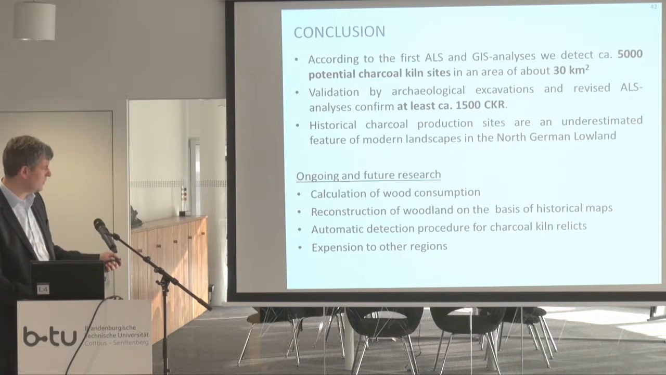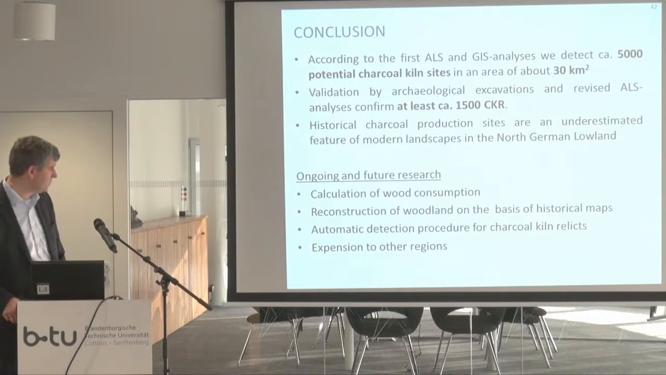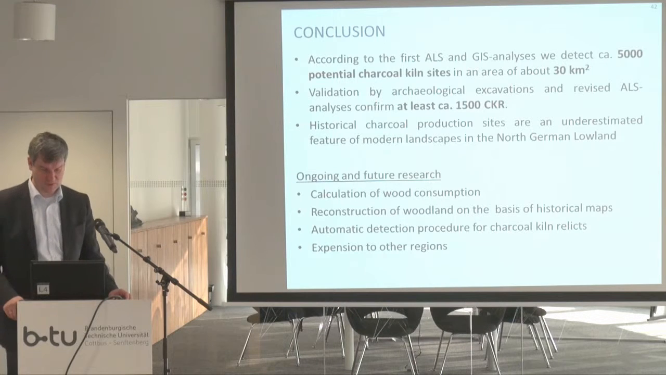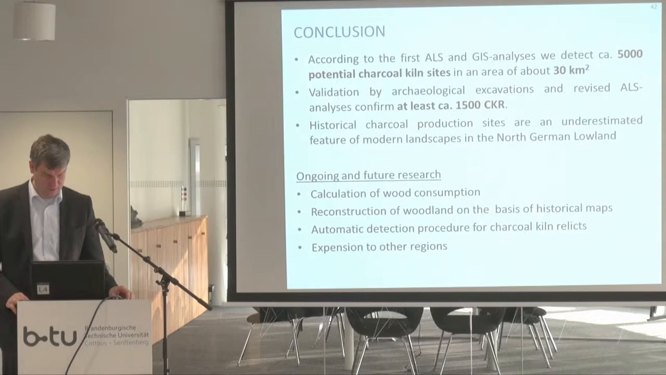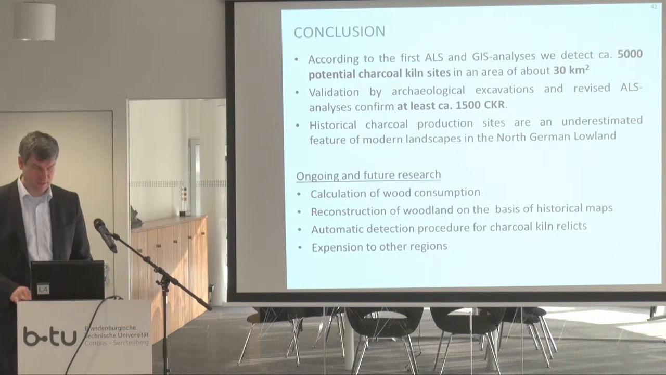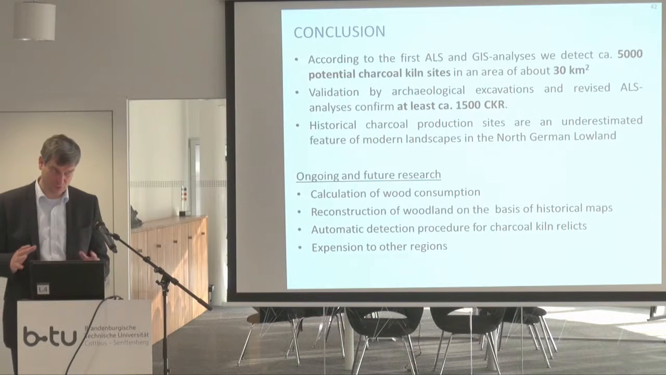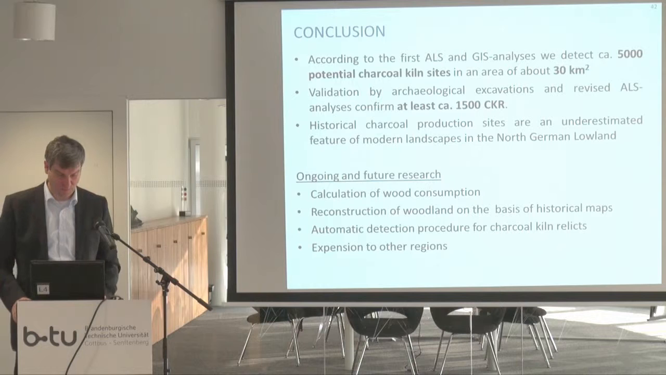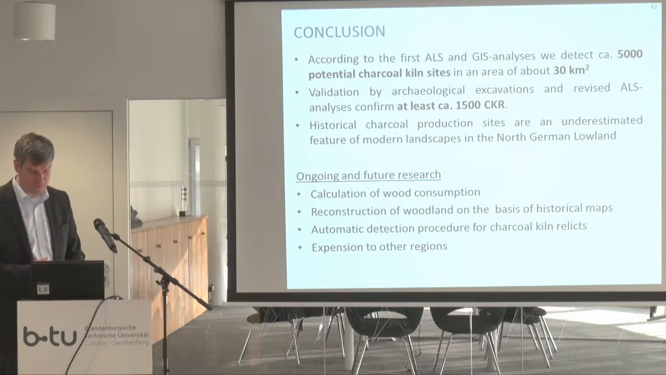So, concluding, as I mentioned, we have detected 5,000 potential charcoal kiln sites in an area of 30 square kilometers. By re-evaluation, we can confirm at least 1,500. We can conclude that we have lots of these sites here in the North German lowland, but they simply have not been studied before. And we have several more questions to answer, of course.